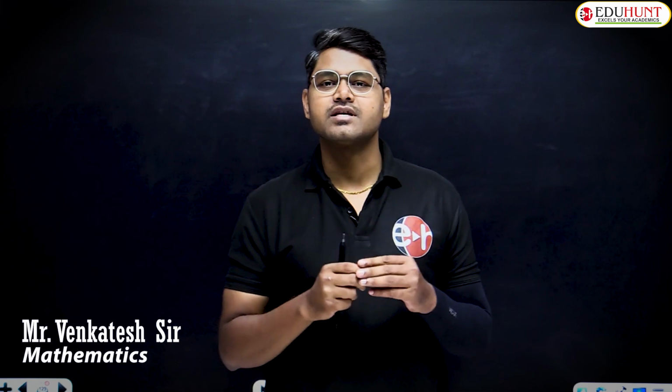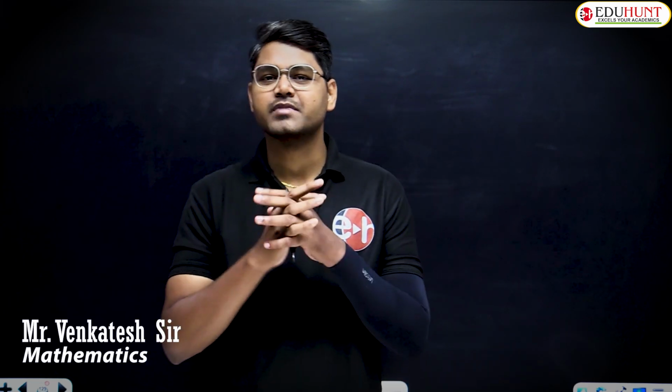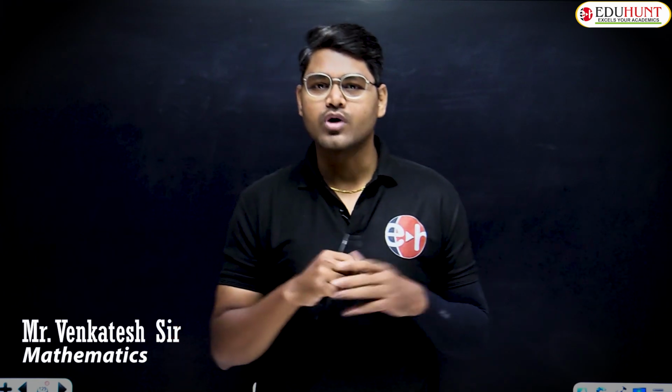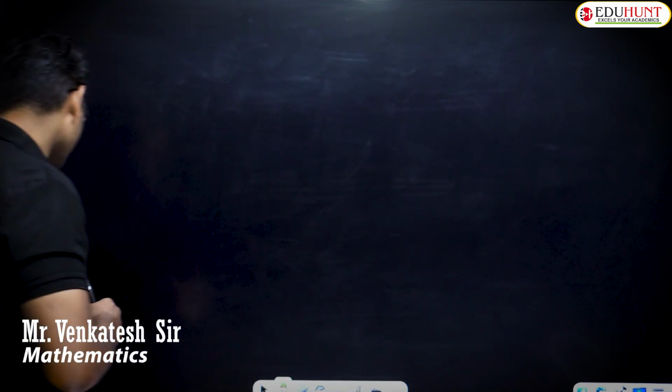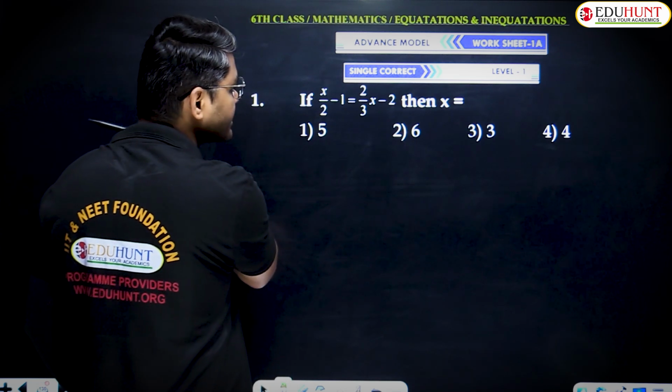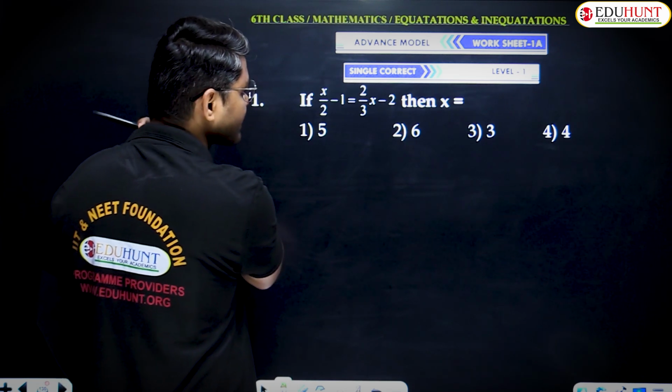In the previous session, we have discussed the questions based on domain concept. In this session, we are going to solve mains model questions. Let's see the very first question. If x by 2 minus 1 equal to 2 by 3x minus 2, then x equal to.